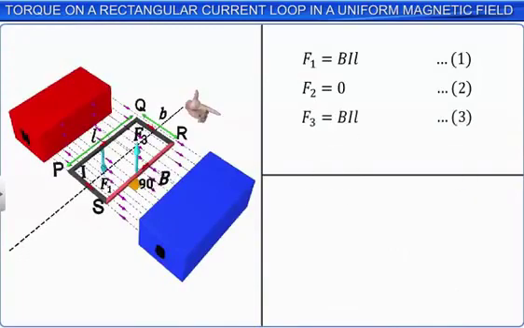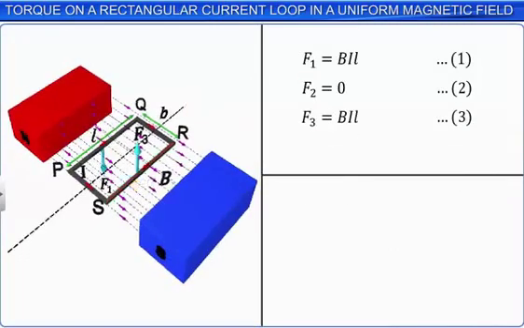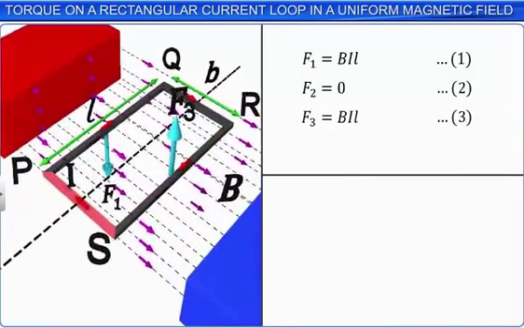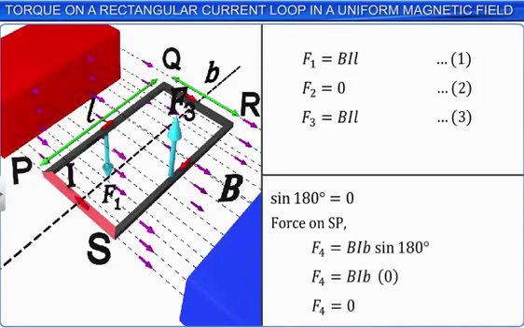The angle between the direction of current passing through the arm SP of the loop and the direction of the magnetic field is 180 degrees. Sin 180 degrees is equal to 0. Hence, the magnitude of the force acting on the arm SP of the rectangular loop due to the magnetic induction B is F4 is equal to 0. Let this be equation 4.